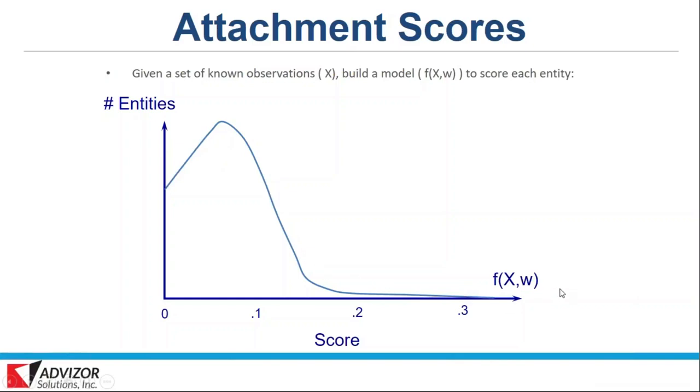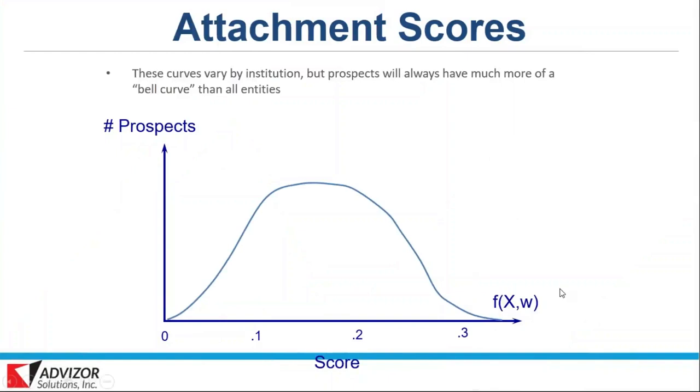If you do this with prospects versus just everybody, they're generally going to be more engaged, more attached. The peak is probably a little to the right. Instead of down around 0.1, it may be up around 0.15 or 0.2. It's still got the same tail that runs out. So there's a small group of people who are really engaged and a much larger group that are less so.